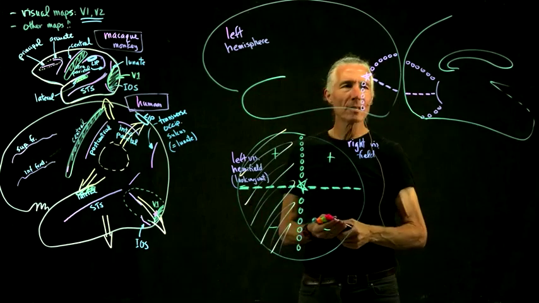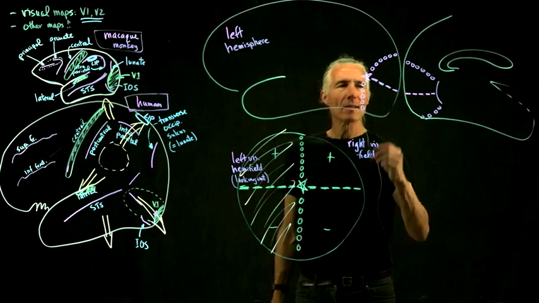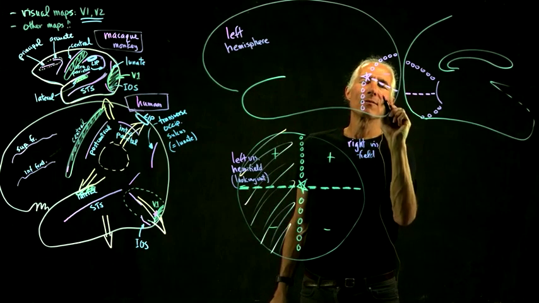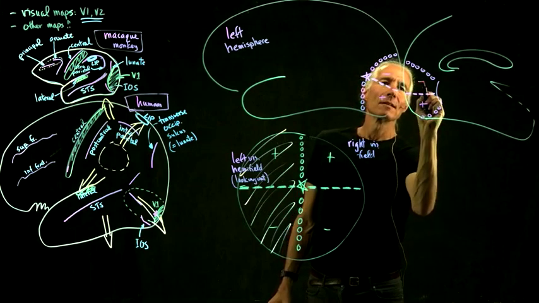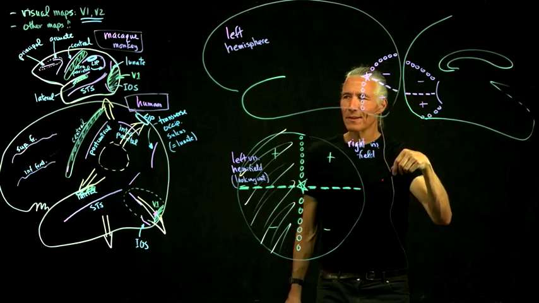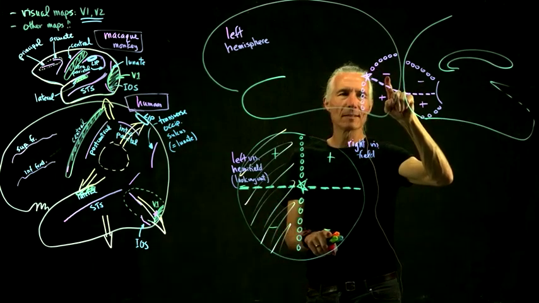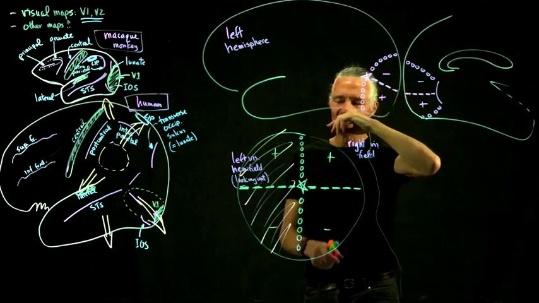And then you probably know that the visual map is upside down, and so the upper field is sort of lower than the lower field. So the minus, which corresponds to this over here, is flipped.